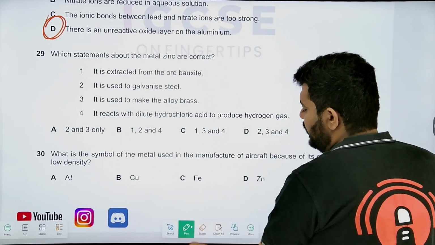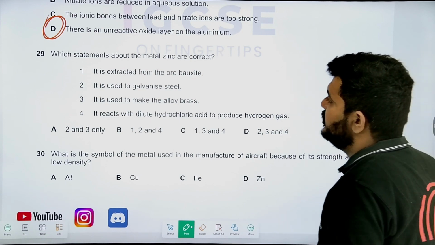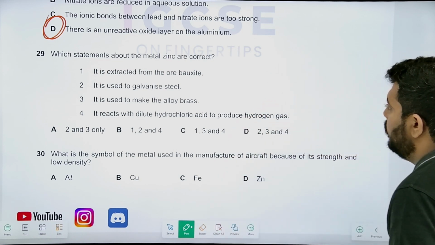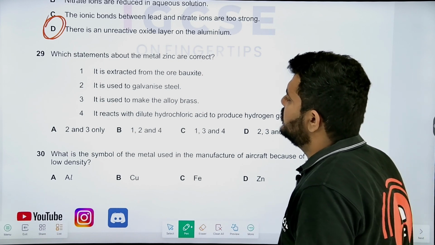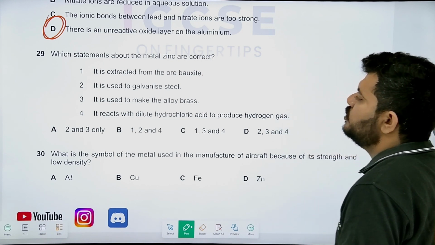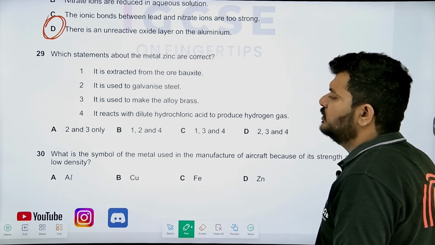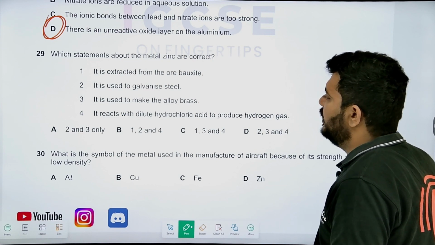Then we have the next question 29. Which statements about the metal zinc are correct? It is extracted from the ore bauxite. No. It is used to galvanize steel. Okay. It is used to make the alloy brass, zinc and copper. Okay. It reacts with dilute hydrochloric acid to produce hydrogen gas.